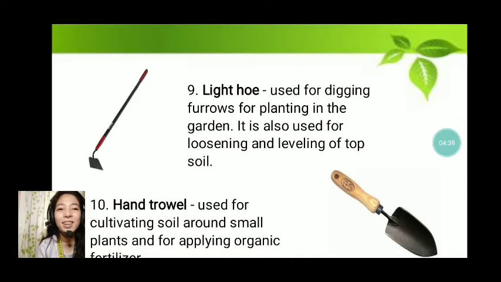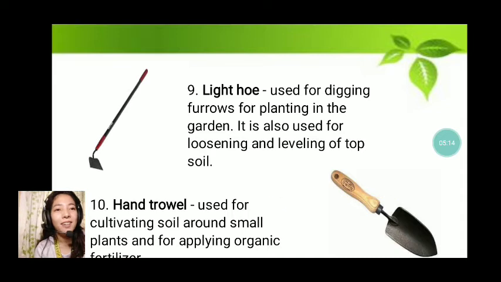And then we have the hand trowel. A hand trowel is used for cultivating the soil around small plants and for applying organic fertilizer. You can also use this in planting the seeds. Yes. And then it says here that it is used in cultivating the soil around the plants so that it will be easier for you. And to apply a small amount of fertilizer, you can use the hand trowel.